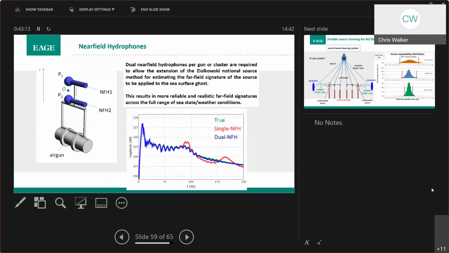So by using the 2 near field hydrophones, the notional ghost can be calculated as well as the notional source, because you've got twice as many unknowns, you need twice as many measurements. And so we end up having a better near field hydrophone prediction or far field signature prediction by using both the single and dual phones. Next slide, please.